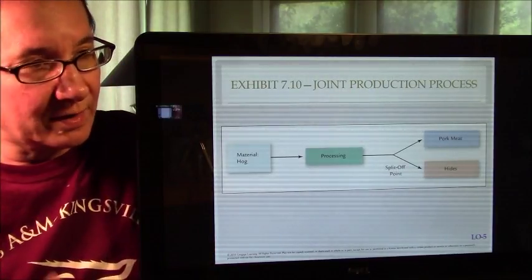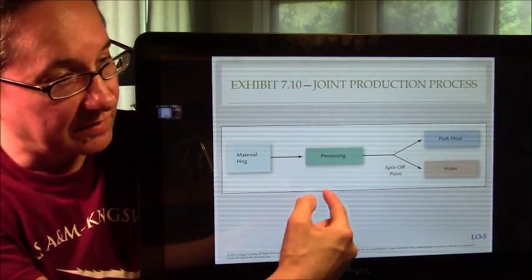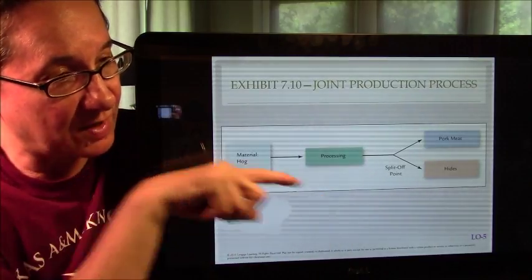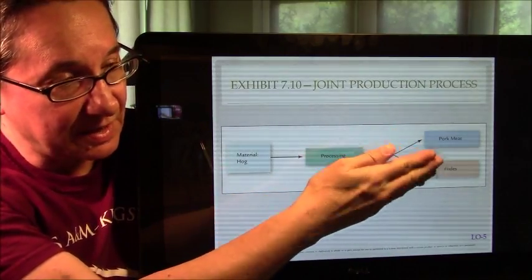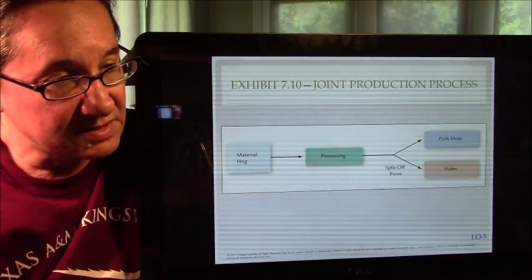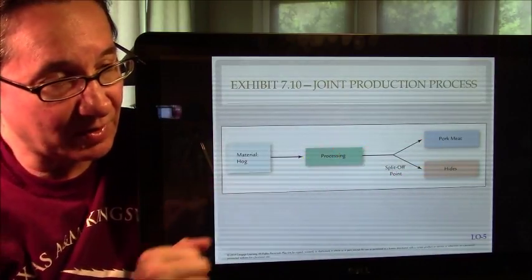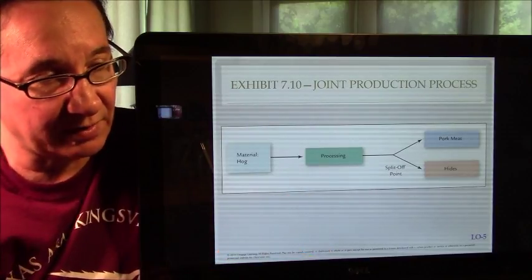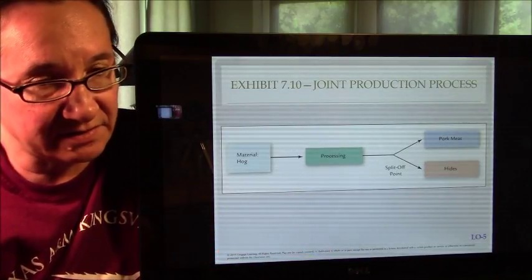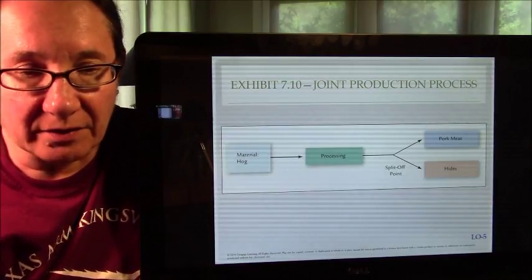Okay, so here their example is a hog. You take a hog and you process it, and once you've processed it, you're going to have meat and hides, right? So you're going to go and separately process that pork meat and turn it into bacon and pork chops and things. You're also going to separately process the hides and turn it into, I don't know, footballs.